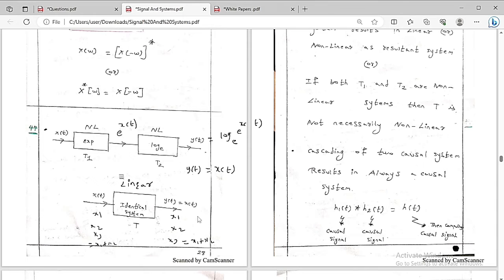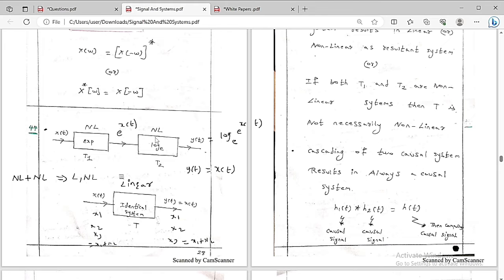Even though you cascade two non-linear systems, the resultant system is a linear system that you have got. So we can say that even though you cascade two non-linear systems, the resultant is a linear system. That is what I am trying to tell you. Whenever you cascade two non-linear systems, the resultant can be either linear or non-linear also. Listen carefully.